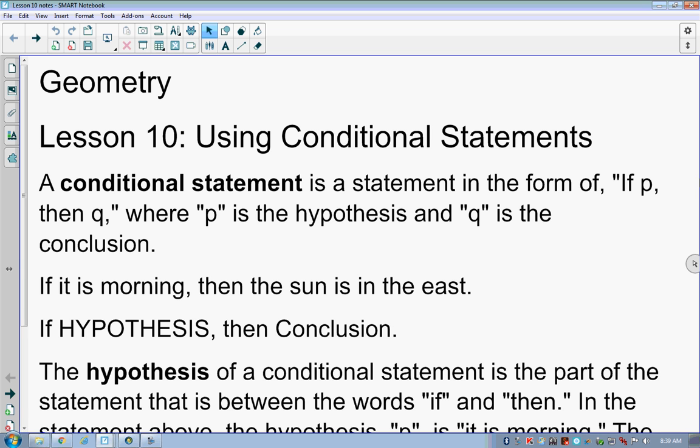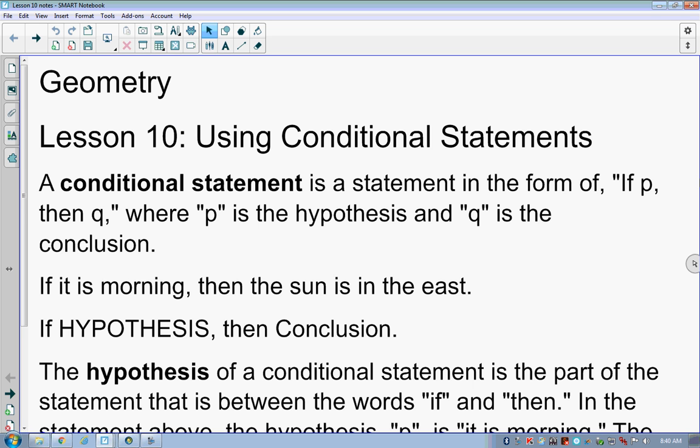Here they use, if it is morning, then the sun is in the east. What is the hypothesis of that statement? Chandler: It is morning. Thank you. It did not include the word if, and it stopped at the comma. Somebody else. Jose, can you tell me what the conclusion is? The sun is in the east. Perfect. We're clicking on all cylinders.